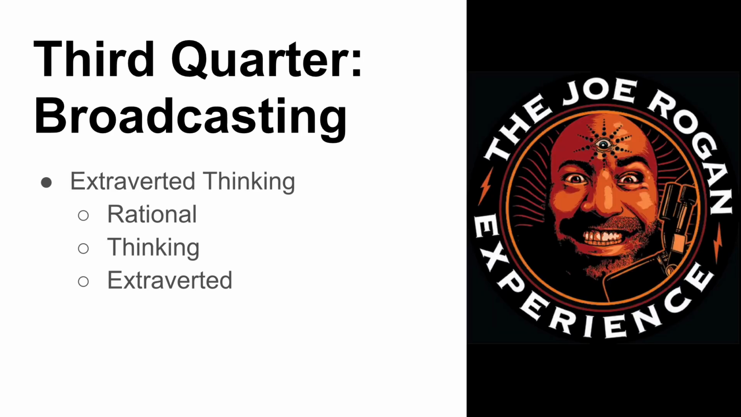So now we move into Joe Rogan's third quarter, which is characterized by his activity as a broadcaster. Essentially, this is extroverted thinking because it's rational thinking and extroverted activity. So why is this broadcasting rational as opposed to irrational? Well, because like with stand-up, it's linguistic as opposed to visual, pictorial, or physical or visceral. He's dealing with language as opposed to abstract or visual data.